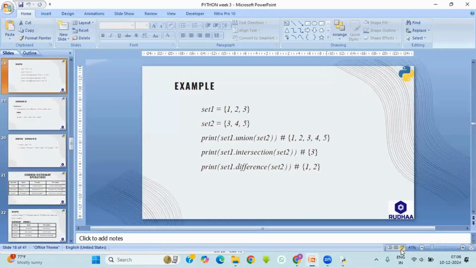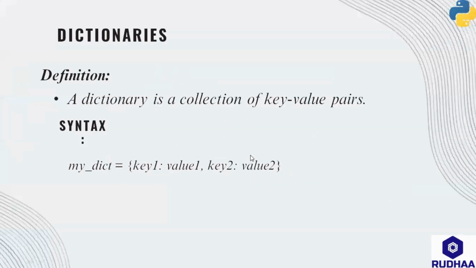So similarly, we have another one called dictionary. So dictionary is a collection of key value pairs. So we can have two things. One is a key, another one is a value. For example, color denotes orange. That means here color is a key and the value is orange. So that collection is called a dictionary, key value pair.